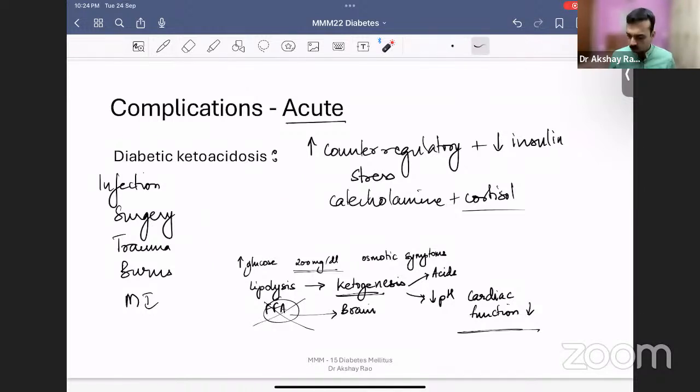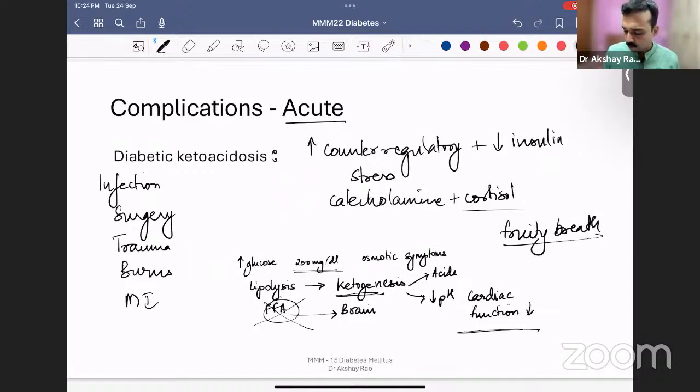I'll ask you one thing. This is the question that our endocrinologist used to ask us. If you are working in a PHC and you notice that a patient has been brought in, a young person, 25-year-old, hyperventilating, Kussmaul's breathing, air hunger. You smell the breath, it is a fruity odor, fruity breath. Fruity breath is because of acetone. Acetone is a ketone body.